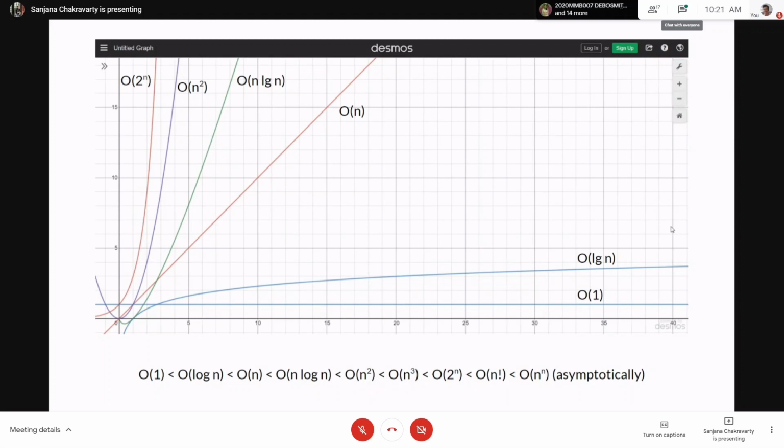So we are trying to minimize the time. Keep in mind, don't get confused by the greater than. Greater than does not mean better. It actually means worse.